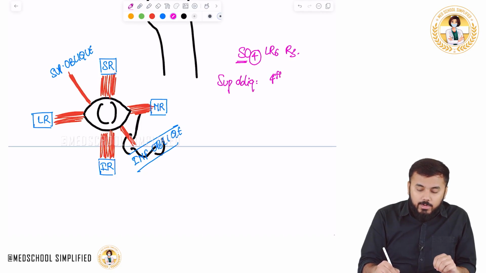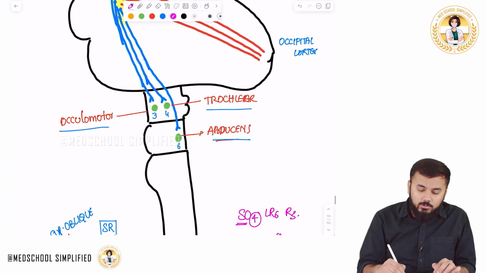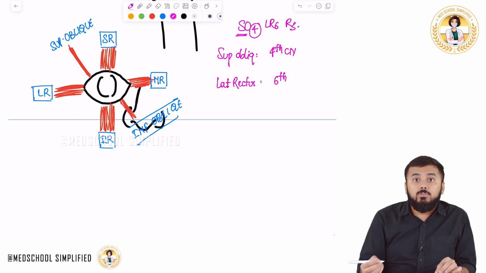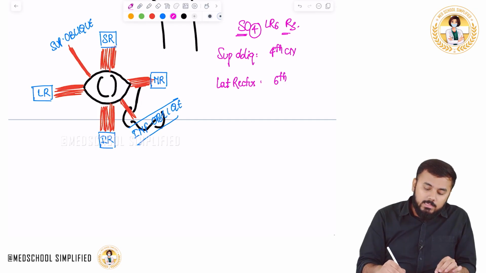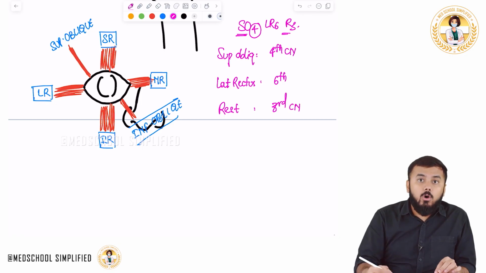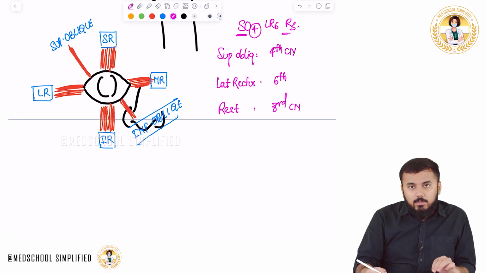What is the fourth pair of cranial nerve? The fourth pair is called your trochlear nerve. Next, LR6 means the lateral rectus is supplied by the sixth pair of cranial nerve, which is your abducens nerve. R3 means the rest of them are supplied by your third pair of cranial nerve, that is your oculomotor nerve. So these are the three important things which you need to know.